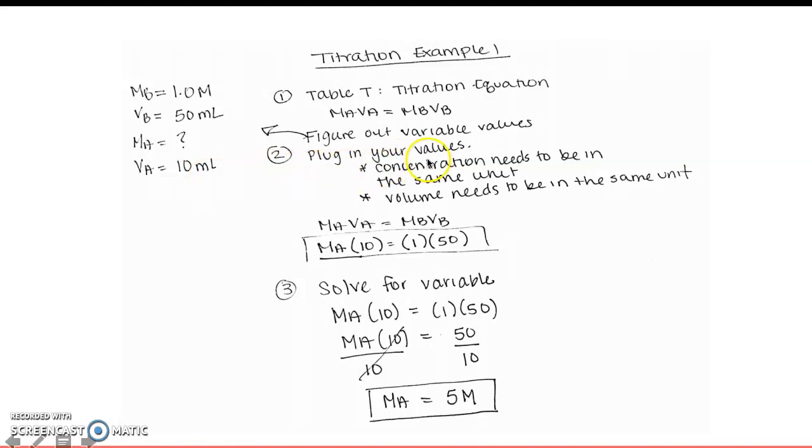Step number 2 is to plug in your values. A couple words of caution. The concentration needs to be the same on both sides, so in this case it's going to be molarity. And your volumes need to be in the same unit. In this case it's milliliters. It doesn't matter what units you're using, it just has to be the same on both sides of the equation. We're then going to plug into our equation, so MAVA equals MBVB. We're solving for MA times 10 equals 1 molar times 50, and we're going to solve by dividing by 10 on both sides, and we find that the concentration of the unknown acid was 5 molar, and that would be your answer.